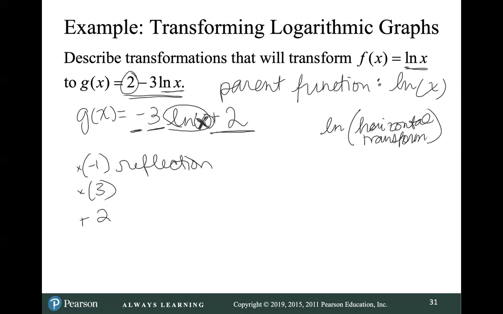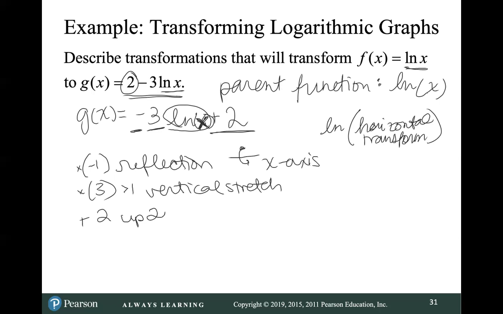So multiplying by -1 is a reflection. If I'm reflecting vertically, that is over the x-axis. Times 3 is greater than 1, so this is a vertical stretch. And plus 2 is a shift up by 2.